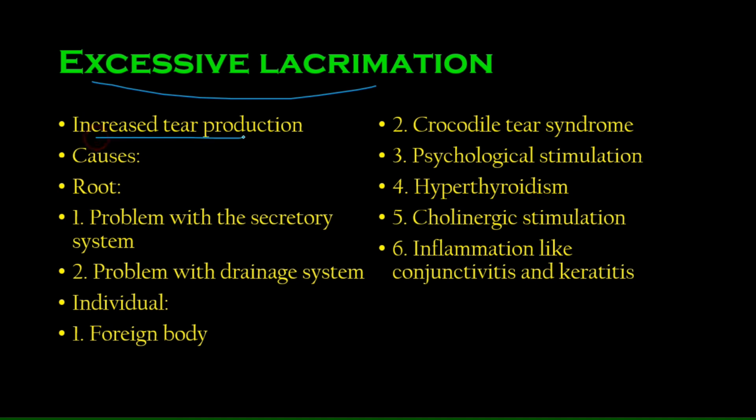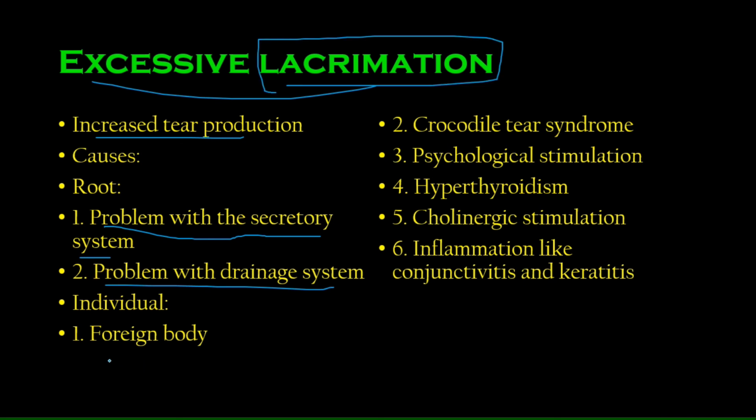It's increased tear production, and it could be caused because of problems with the secretory system, that is the problem with the lacrimal gland, which is overproducing, or it could be a problem with the drainage system as well. So causes of excessive lacrimation, simple. Foreign body: if there's a foreign body in the eye, we will produce tears as a reflex. Psychological stimulation, right? If you are crying out of pain or out of joy. Hyperthyroidism, I have no idea how that would do it. It's just bookish knowledge.